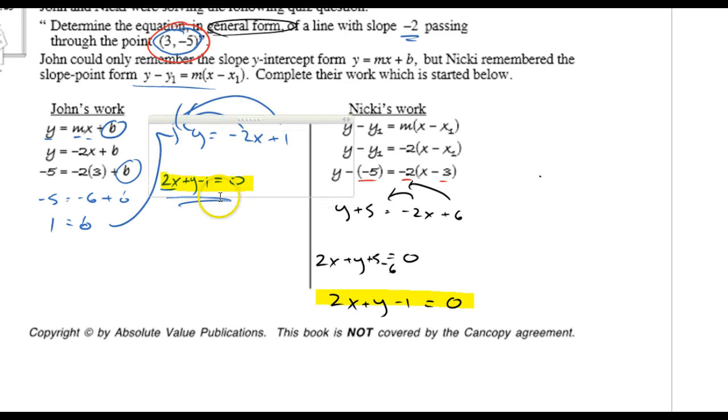But again, the point here is that you can do this with several different methods. Nikki's way might be a little bit faster, just because we can go directly into the equation here. Okay. All right, let's keep rolling.